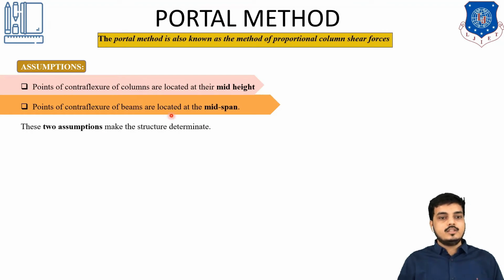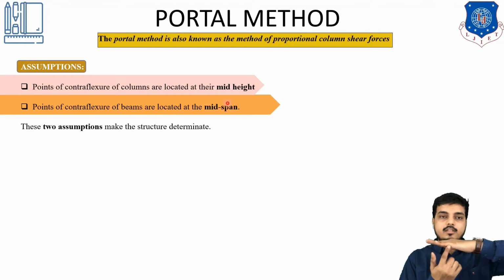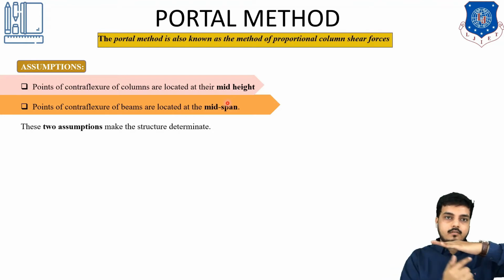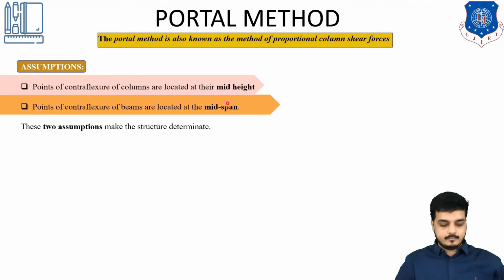Similarly, for the beam, they have assumed that it is located at mid span. So for the beam also, they have assumed that the point of contraflexure will pass through the mid span of the beam. Now the above two assumptions make the structure statically determinate. So these two assumptions make our structure determinate.